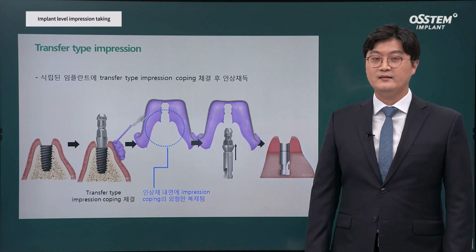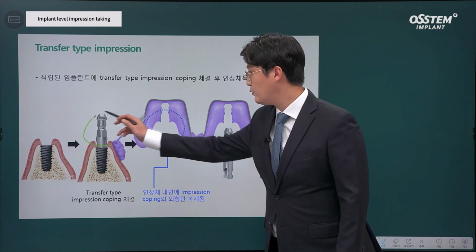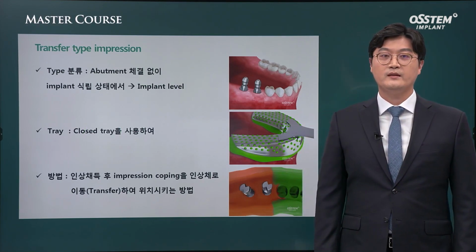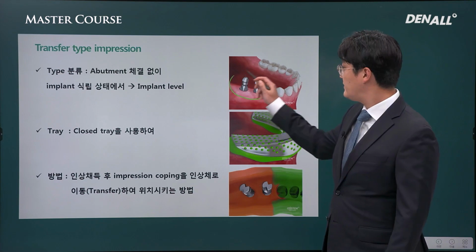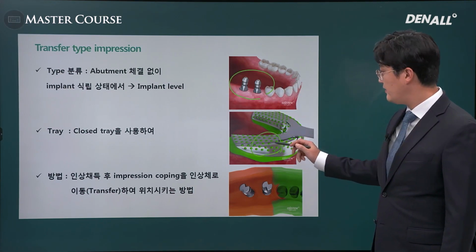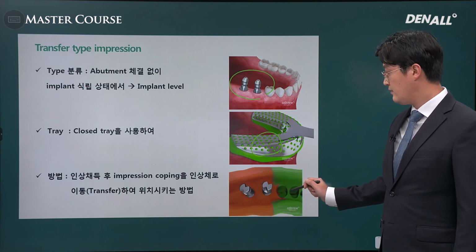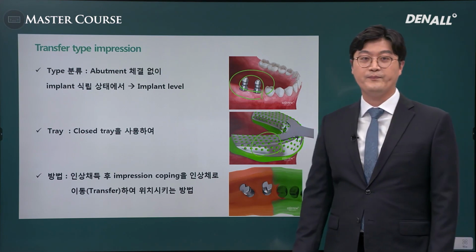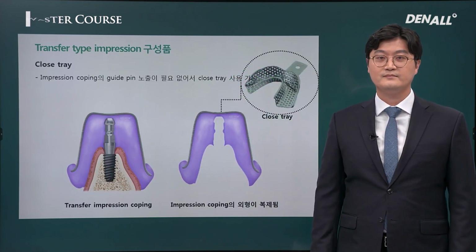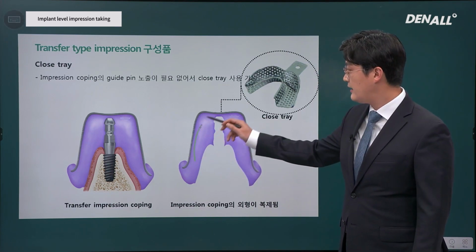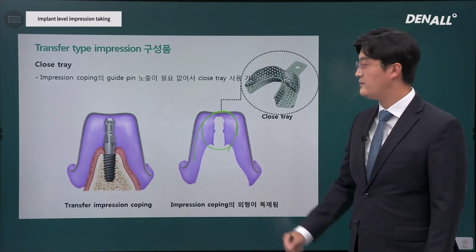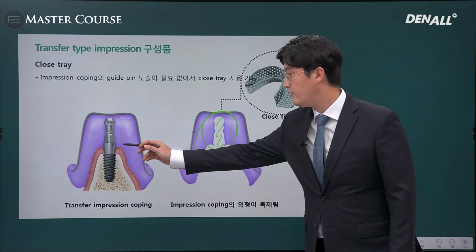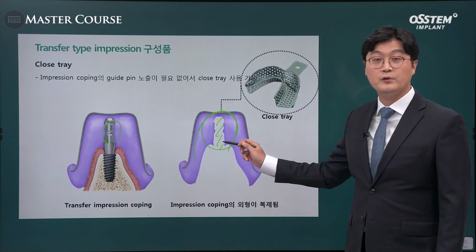Second, transfer type impression. The impression is taken using the transfer impression coping with the closed tray. In the mouth, with the closed tray, when the impression material is removed, the forms remain, so transfer impression copings need to be inserted in there. When the impression material is removed, the existing impression coping shape is recorded here, and this coping should be removed from the mouth and inserted here.